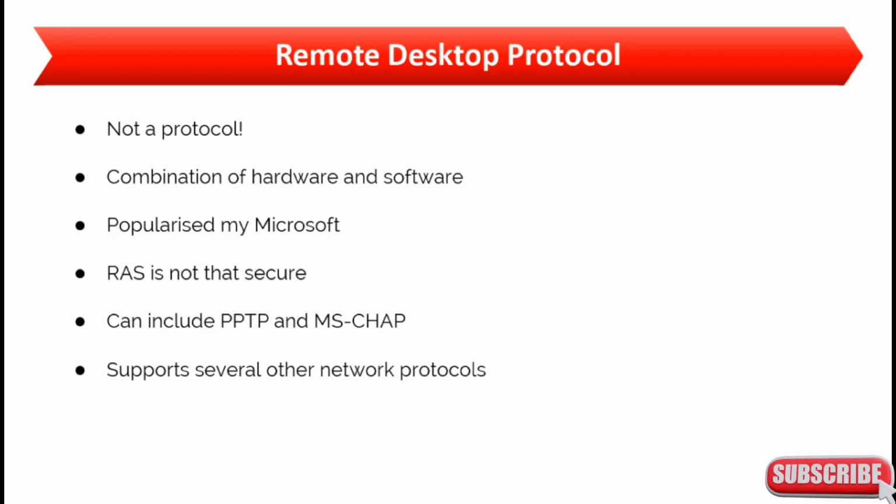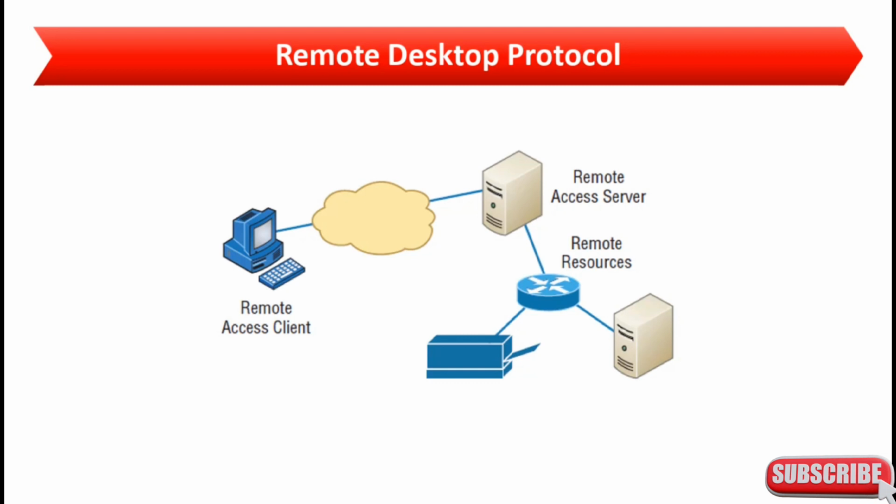And I think you should know about Remote Desktop Connection, because in today's world, you're required to connect to clients, services, and machines through RDP only. So this is the example of Remote Access Service. If a remote access client is here and this is the internet, this is the remote access server which checks for authentication and everything. And then this client can access the remote resources.